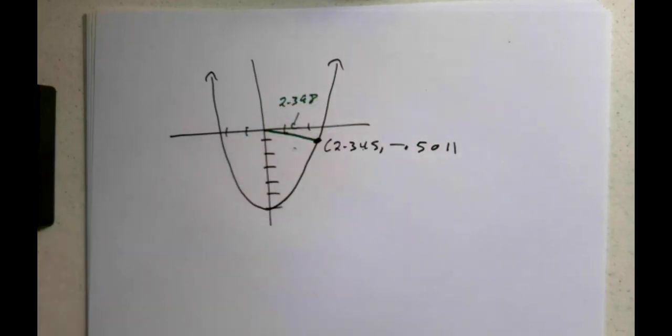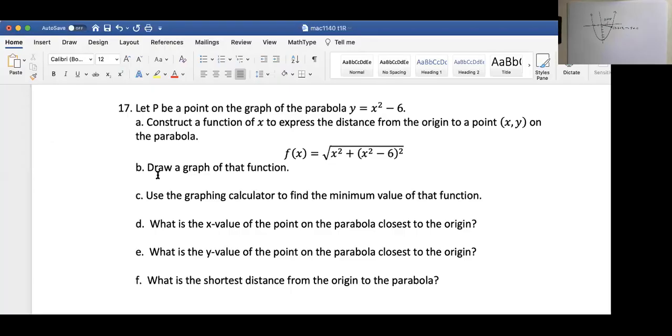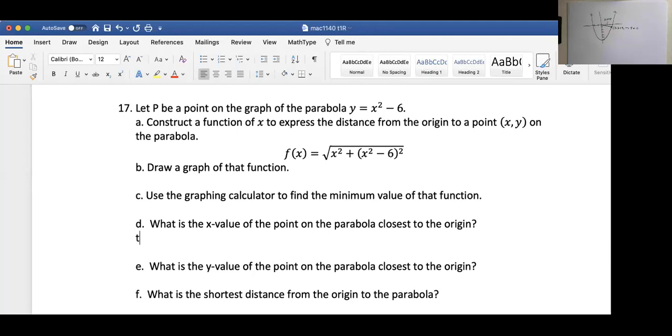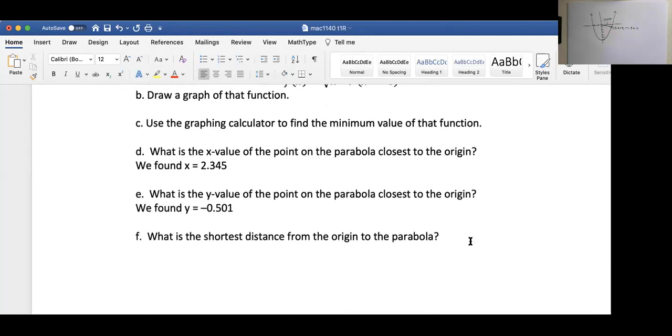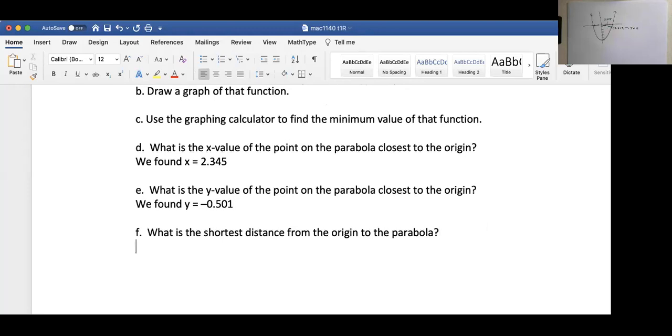So we can answer all the questions on the paper now. What is the X value of the point on the parabola closest to the origin? Well, we found that X was about 2.345. For the Y value, we had to plug the X value into x squared minus 6, and we found Y to equal about negative 0.501. And then the shortest distance from the minimum finder, the shortest value of Y1 on our graphing calculator, we found to be about 2.398.